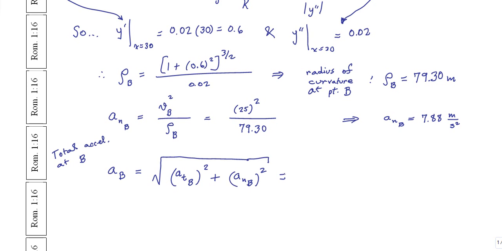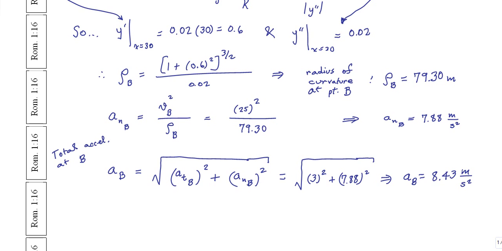And so we get 3 squared for the tangential component that was given to us, plus the one that we just computed right now, 7.88 squared, and then you're taking the square root of the sum of those squares, and you find that the total acceleration at point B is 8.43 meters per second squared.